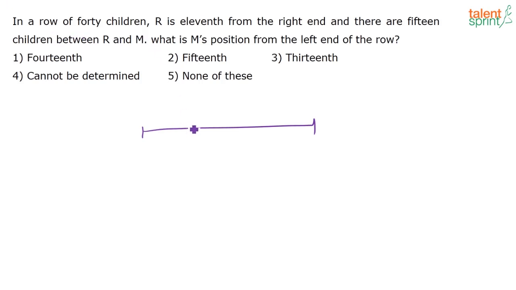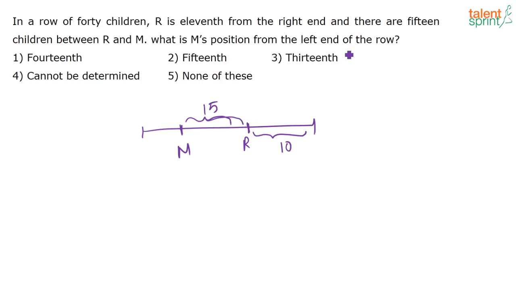In a row of 40 children, R is 11th from the right end. So this is R. How many people are there after R? R is 11th, right? So there are 10 people on this side, and there are 15 children between R and M. See here, even though nothing has been mentioned, where should M be? Can M be here? No, because there are 15 children between R and M, means M has to be somewhere here, correct?